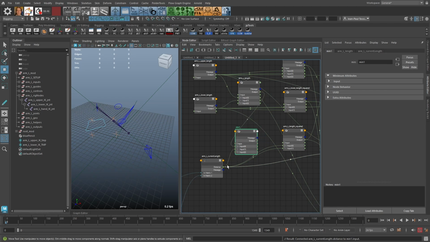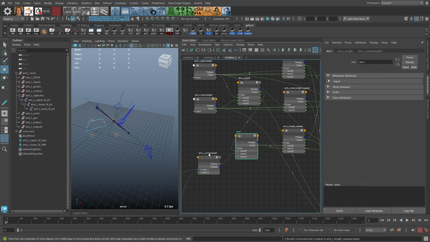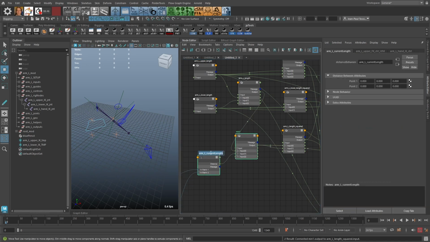and then we use this output to drive the triangle solver. And now you can see that the locator nicely holds at the position of the lower arm. So we'll call this lower arm clamped length.